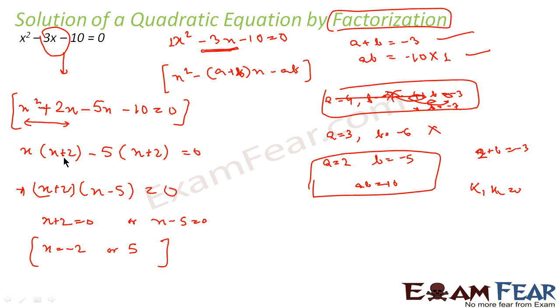For the first two I found x common. For the next two I found 5 common. And then I saw that x plus 2 is common in both the cases. Correct? So I took x plus 2 common and then I got x minus 5 here is equal to 0. The solution I got is x plus 2 is equal to 0 or x minus 5 is equal to 0. That is, x is equal to minus 2 or 5.